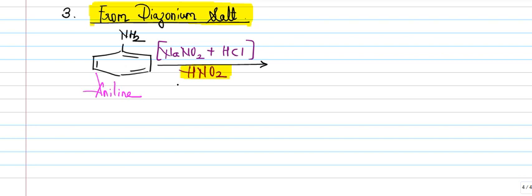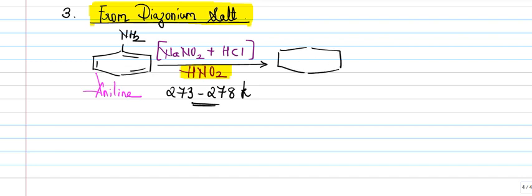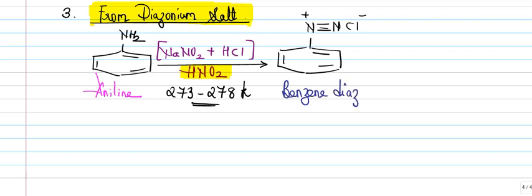The reaction is very sensitive, and so it is done at a very low temperature, from about 273 to 278 kelvins, and this gives us an important intermediate. This is N triple bond N plus and Cl minus. This is called benzene diazonium chloride. If you look at this part here, N triple bond N, you know that N triple bond N is one of the best leaving groups you come across.